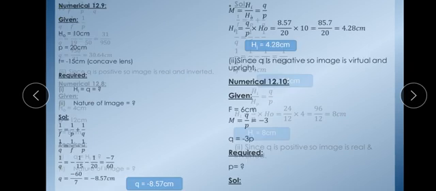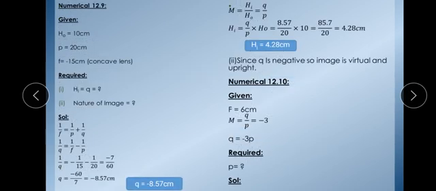Students, the statement of 12.9 numerical is that an object 10 cm high is placed at a distance of 20 cm from a concave lens of focal length 15 cm. Calculate position and size of the image. Also state the nature of image. So the height of object is 10 cm. This numerical is similar to the previous one.